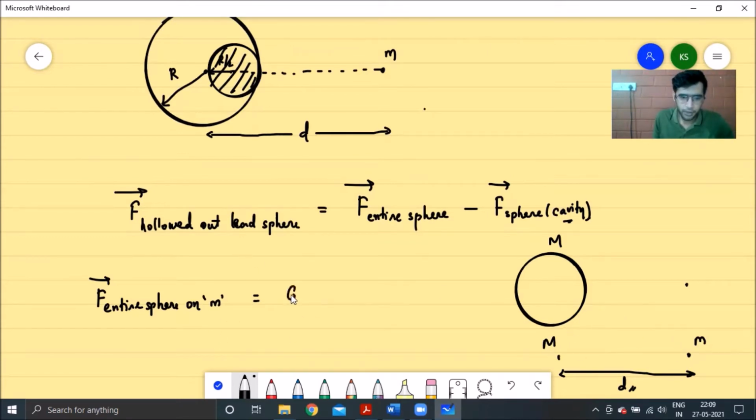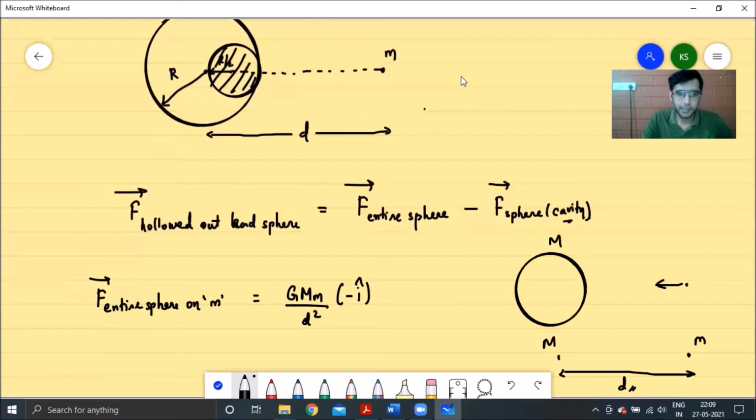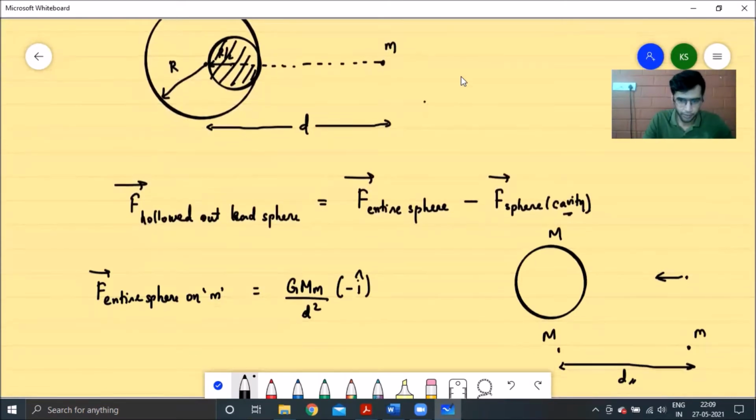So we get that value to be equal to G capital M small m divided by d square, right? And to write this in a vector form, we know that this force will be an attractive force. This entire sphere would be attracting this mass of small m. So I'll write that force to be acting along the negative x direction. We're taking this as the x direction over here, right? So the force exerted by the entire sphere on the mass small m will be equal to G capital M small m divided by d square over here, right?